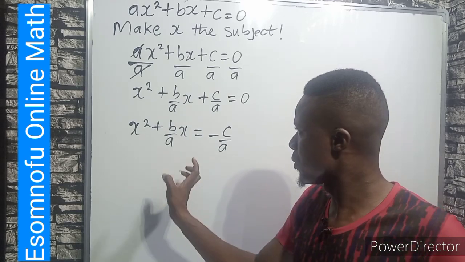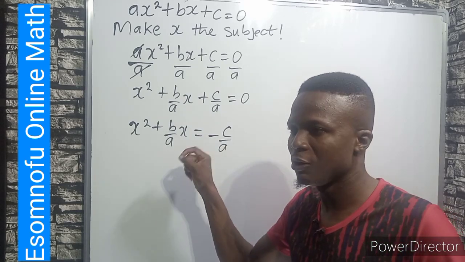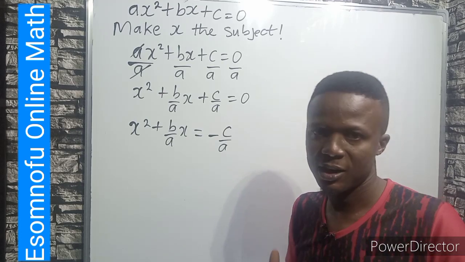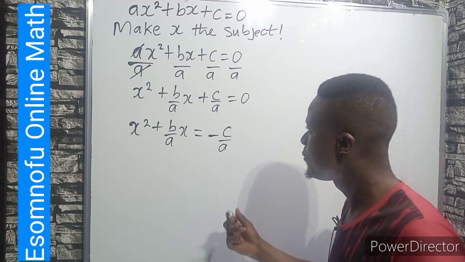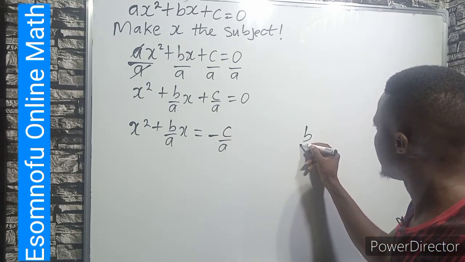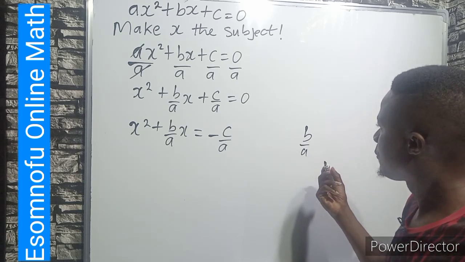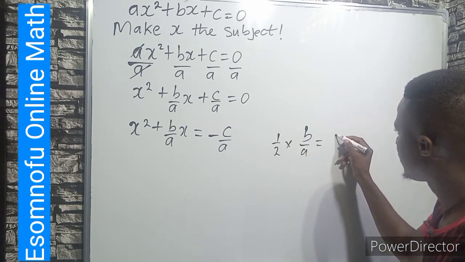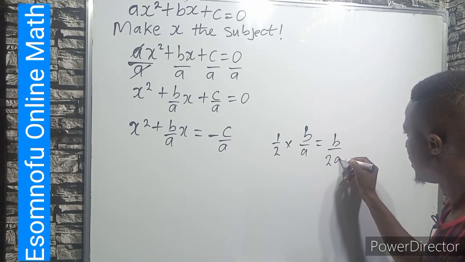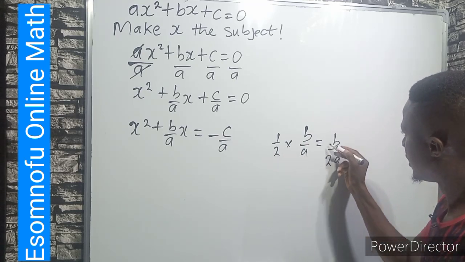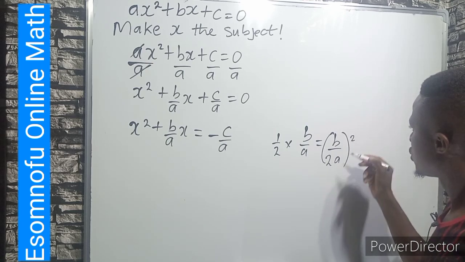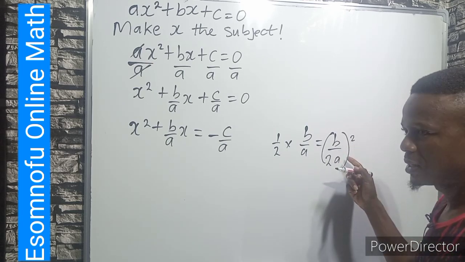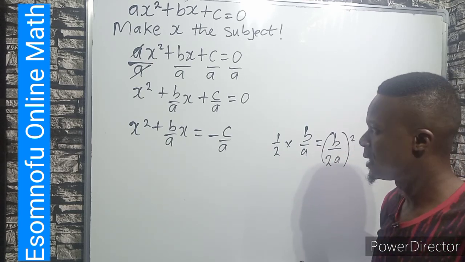And to make any expression a perfect square, you need to take half of the coefficient of x, then square it. Now, the coefficient of x here is b over a. And what is half of it? Half of it means multiplying it by half, and that will give us b all over 2a, because 2 times a is 2a. Then square it. So we have b over 2a all squared. So this is what we add to both sides.